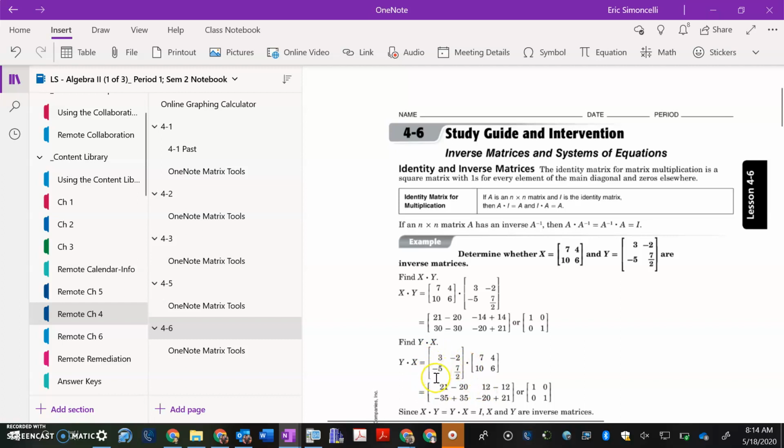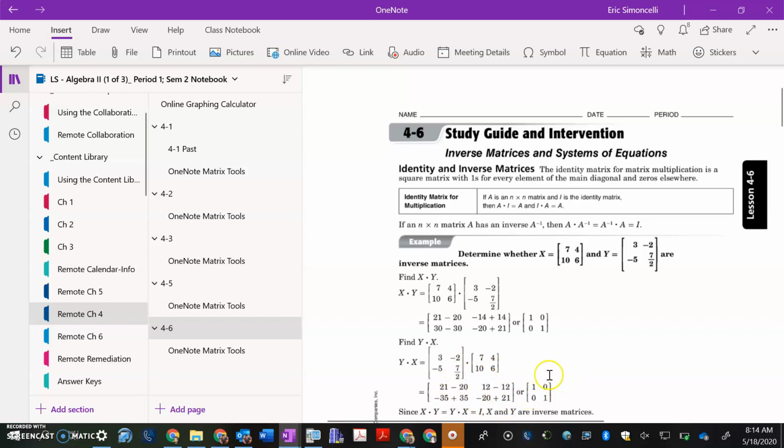Bounce down to negative 5, 7/2 and 7, 10ths. So negative 5 times 7 plus 7/2, negative 35, 35. Negative 5, 7/2, 4, 6. Negative 5 times 4 plus 7/2 times 6. That's negative 20 plus 21.